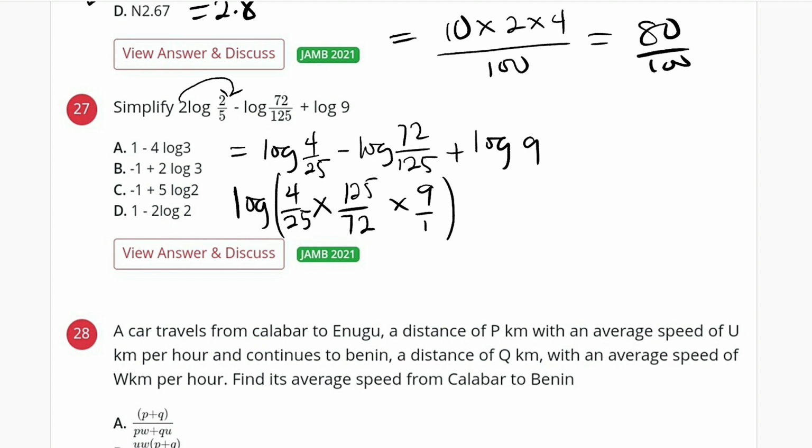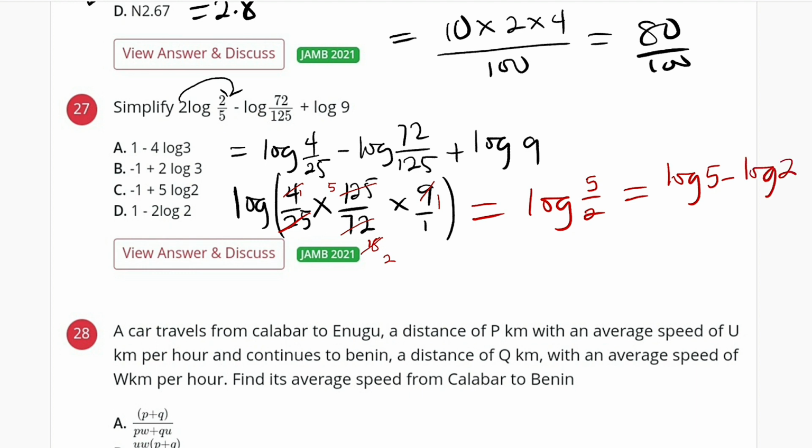It's the same thing. All right, so now cancellation. From here, 25 can go into 125 5 times. And 4 can go into 4 1 time, and it can go into 72 18 times. And lastly, 9 can go into 9 1 time, and it can go into 18 2 times. So all we have is 5 over 2. This is equal to log of 5 divided by 2, which is the same thing as log of 5 minus log of 2. But from the options, we do not have anything as such.